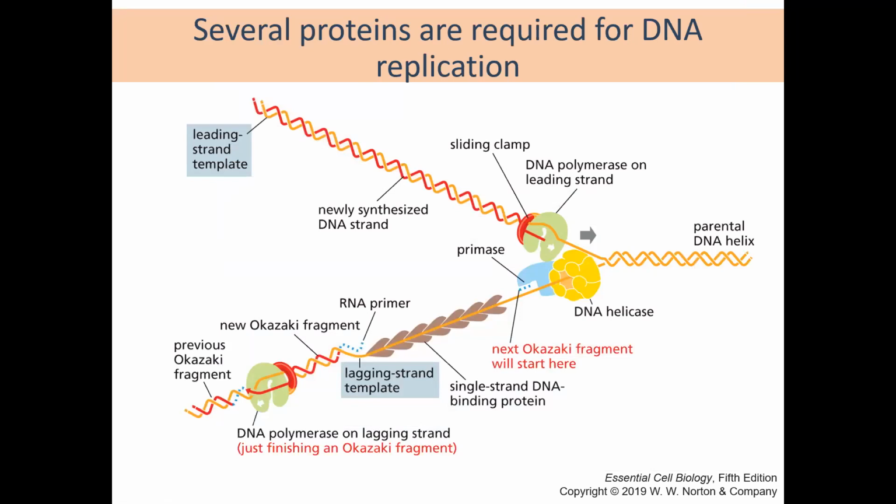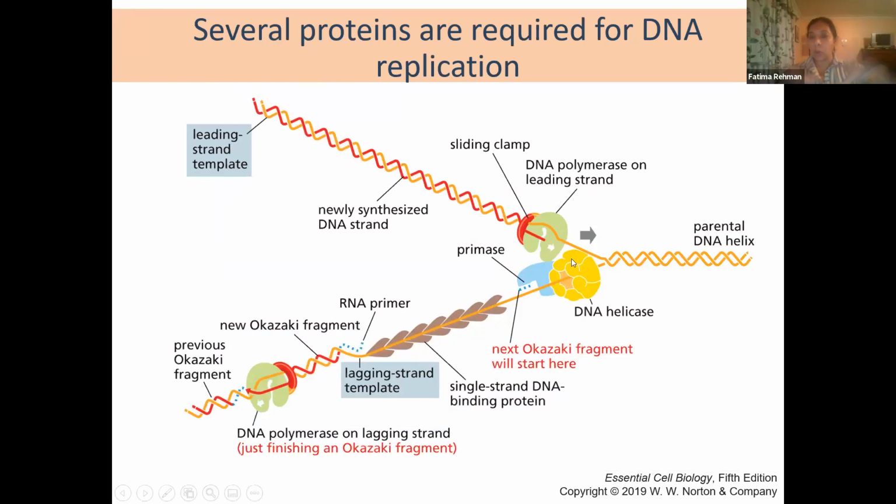So here you can see some of these in function. You have your DNA helicase opening up the DNA, unwinding the DNA. As it unwinds the DNA, the single strand binding proteins bind to that lagging strand to keep it open and prevent it from coming back together as a DNA double helix. You will then have primase putting in an RNA primer that can then be used to replicate the DNA with the help of DNA polymerase.